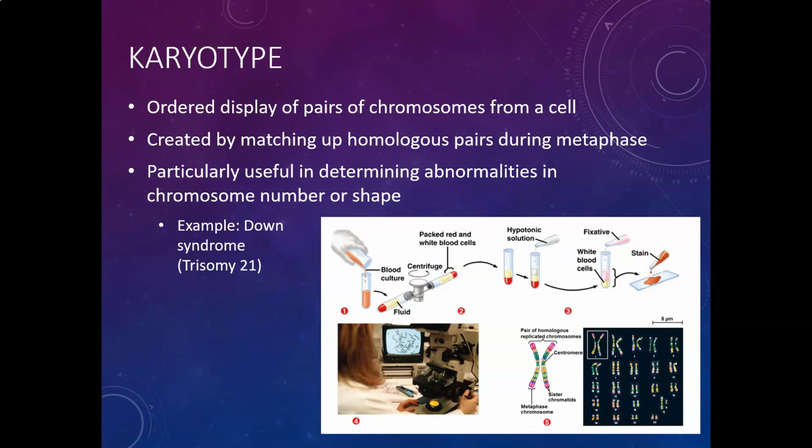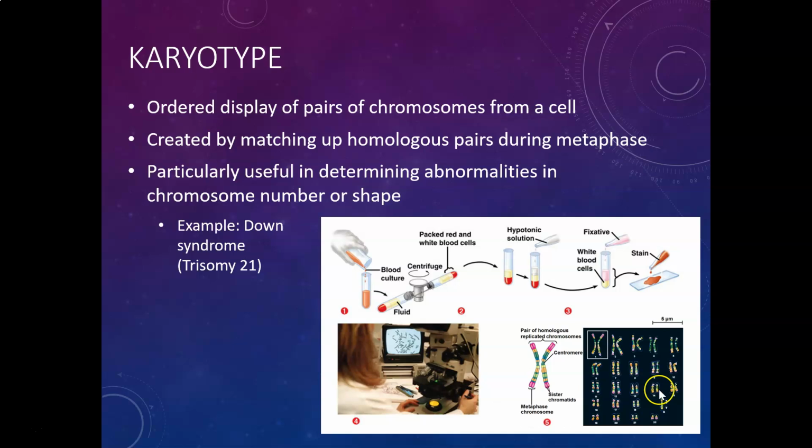Typically, we'll do this during metaphase. We'll get a blood sample, run it through a centrifuge, pick up just your white blood cells, and be able to fix them, stain them to a slide, and then be able to, as you can see here on the monitor, she's looking at those and basically pulling them out to create an image like this.